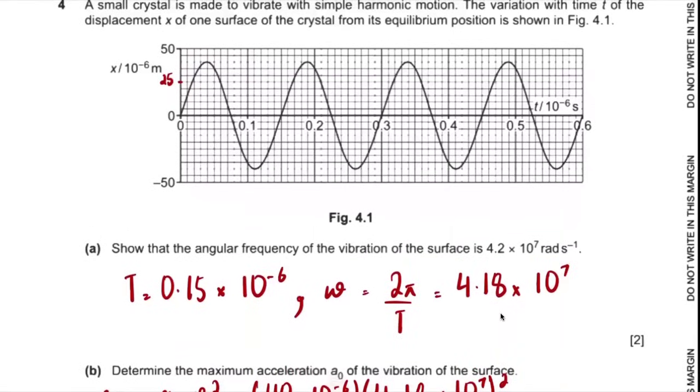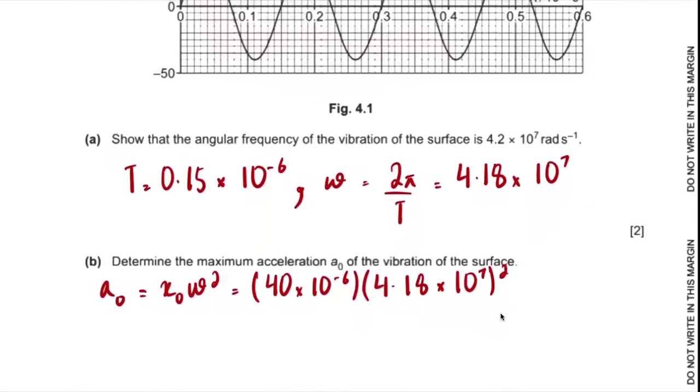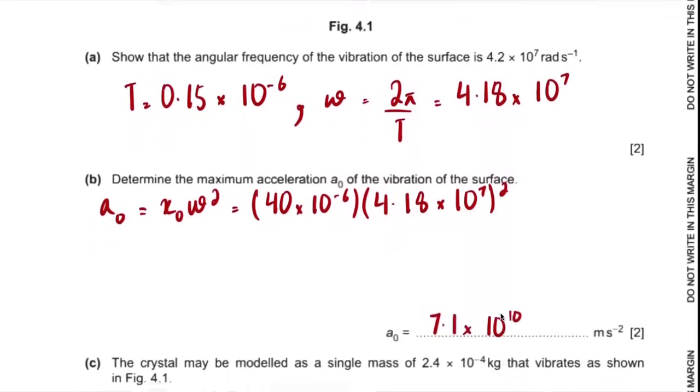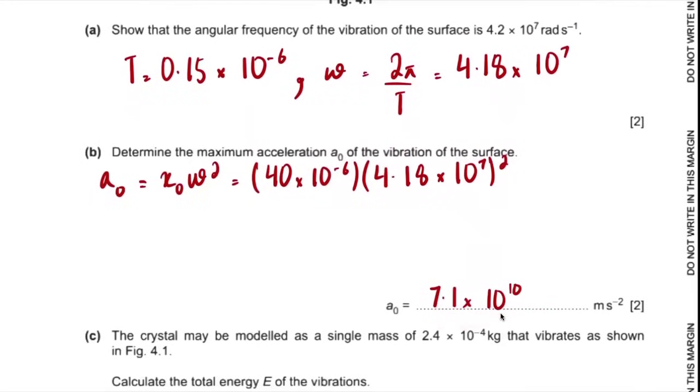Max acceleration. So max velocity is given by x₀ω. Max acceleration is given by x₀ squared omega, right? Or you can say omega x₀ squared. So I have omega already found out. This is the amplitude, which is 40 × 10^-6. So 40 × 10^-6 into 4.18 × 10^10 square. Oh, I made a mistake in saying this. It's not x₀² ω, it's x₀ ω². So you just plug in these values, and this is the answer for acceleration that you get.